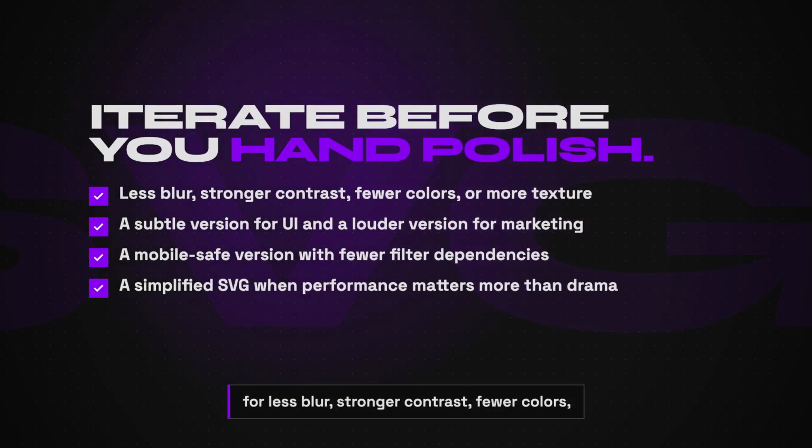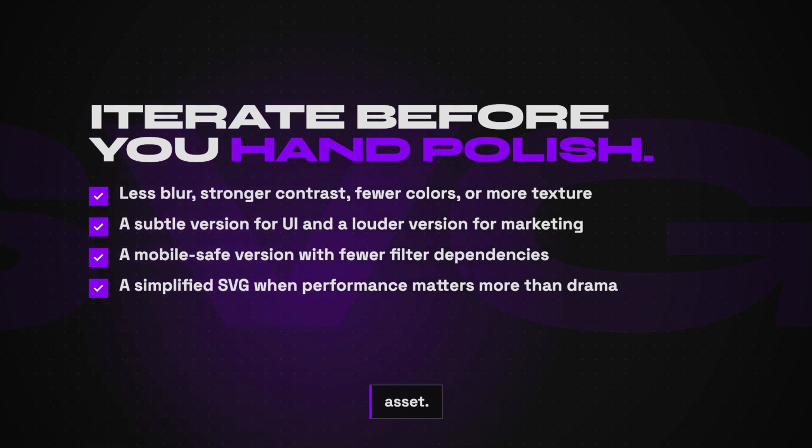Iteration is where this gets useful. Ask for less blur, stronger contrast, fewer colors, a one-color version, a more subtle texture, a mobile-safe version, or a version without filter dependencies. You can explore the effect family before you hand-polish the final asset.